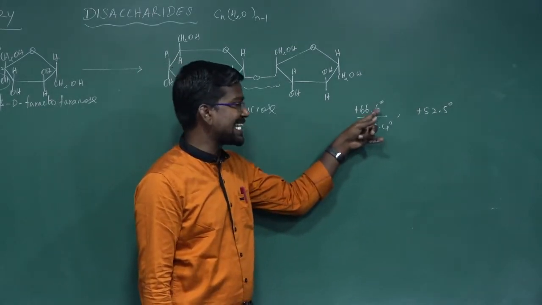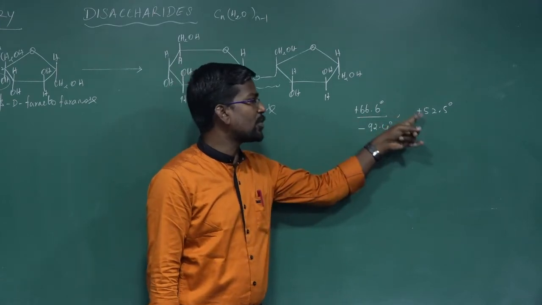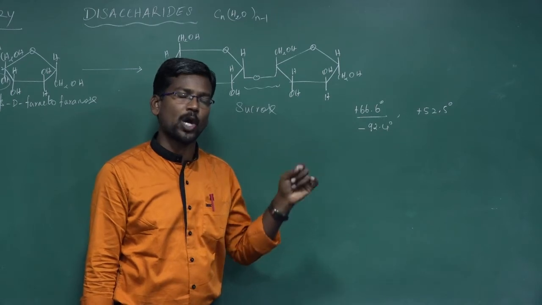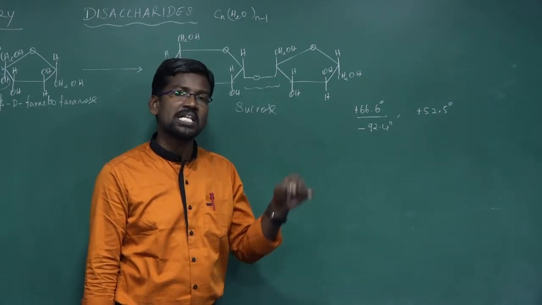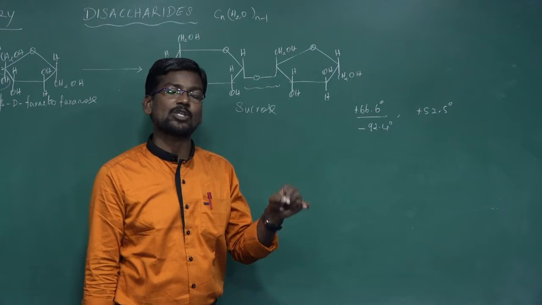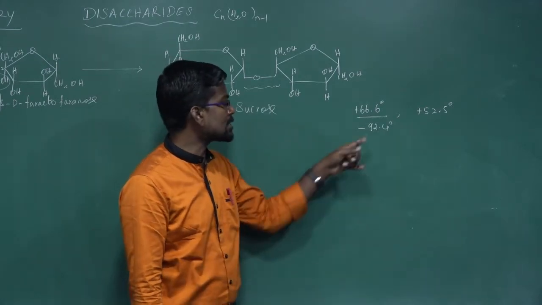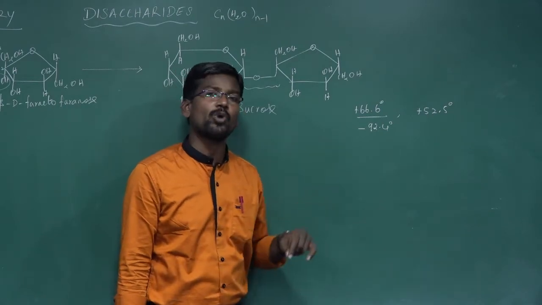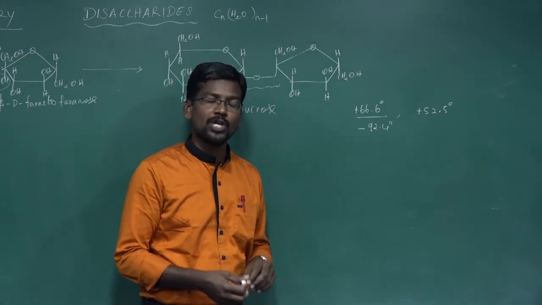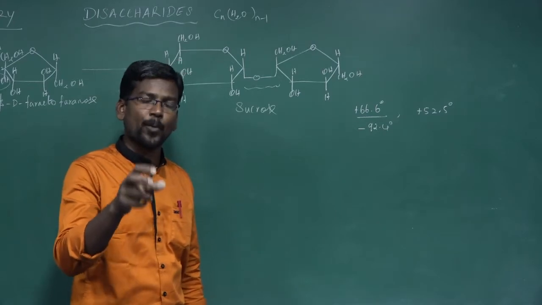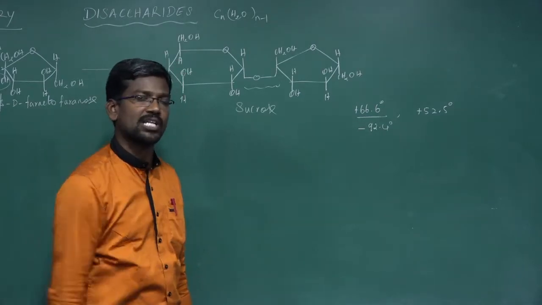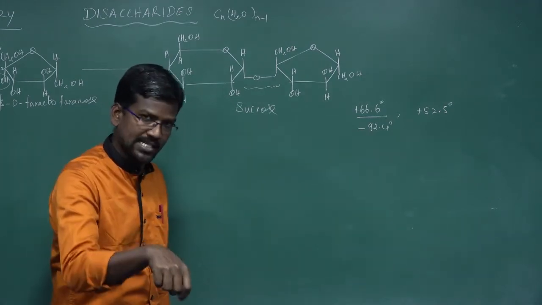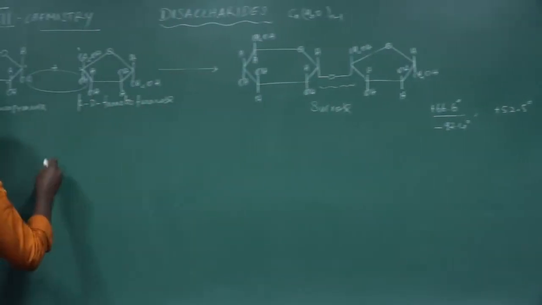Plus 66.5 degrees is sucrose, and plus 52.5 degrees is glucose. So both substances rotate the plane polarized light towards the clockwise direction. That is why these substances are called dextrorotatory substances. Fructose has a specific rotation of minus 92.4 degrees. The minus sign indicates levo-rotation, because the fructose molecule rotates the plane polarized light towards the anti-clockwise direction. That's why fructose is called a levorotatory substance.